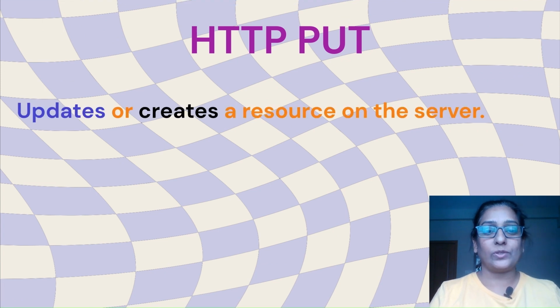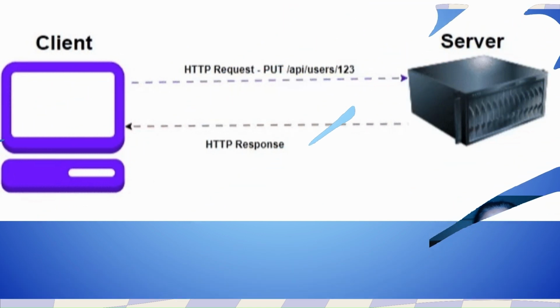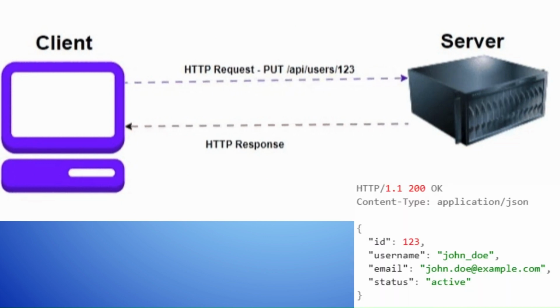HTTP PUT updates or creates a resource on the server. It is also idempotent, with multiple identical PUT requests updating the same resource. For example, consider this PUT request to update the user details for the user with ID 123. If the user does not exist, then the PUT request creates that resource on the server. The response from the server will be a JSON object with updated user information.